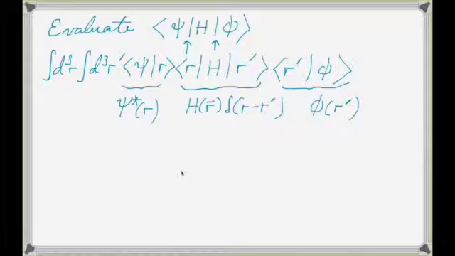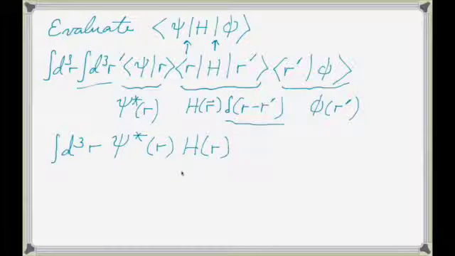I got my two integrals, so I can do immediately the integral over r prime because I have my delta function here, which just turns r prime into r. So doing the integral over r prime, wherever I have an r prime, I replace it with r, and so I end up with exactly what you would have written down after any quantum mechanics course. Psi of r, h of r, phi of r. And this is the matrix element of the Hamiltonian.